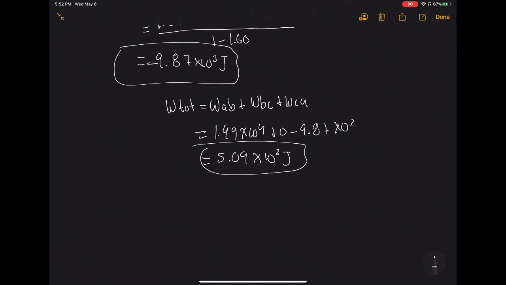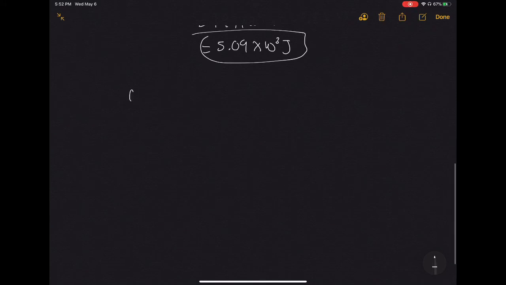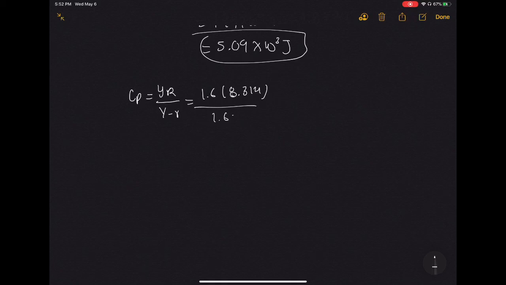So now that we know that, we have to use this ideal gas formula, which is Cp equals R gamma over gamma minus 1. All these numbers we already know, so we're just going to plug them in: 1.6 times 8.314 over 1.6 minus 1. So that's going to be 22.1.